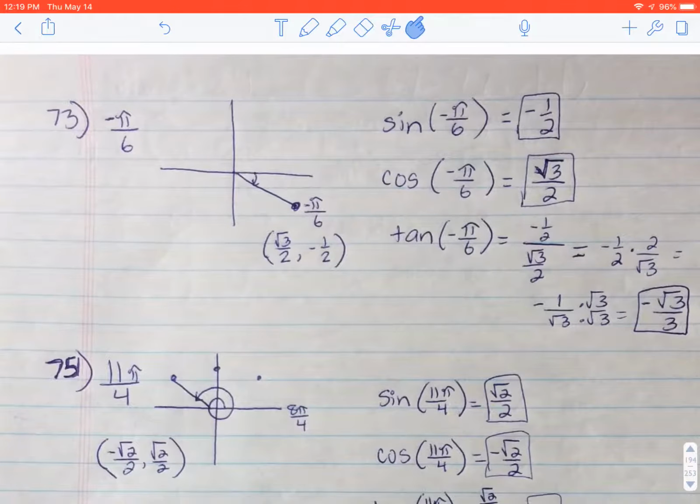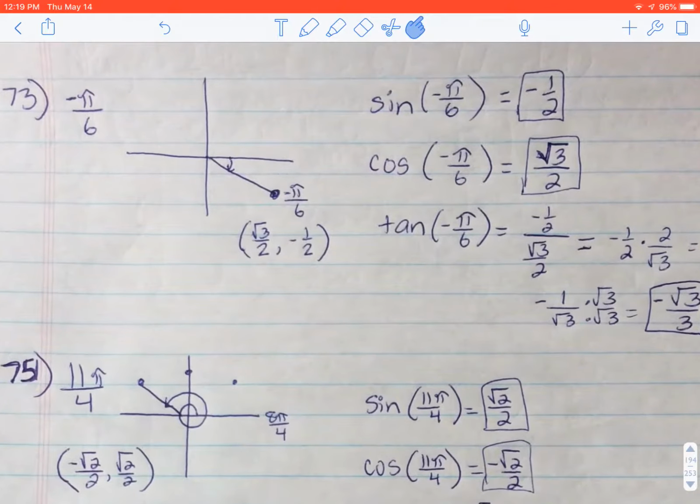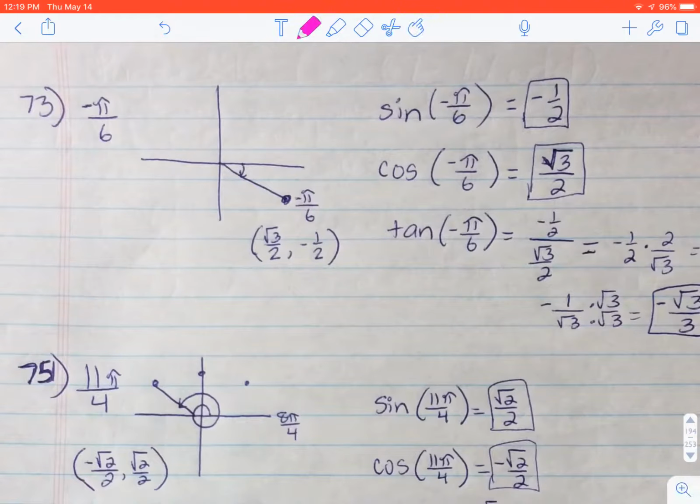Number 73. They gave us negative pi over 6. So again, first looking to see where that is on our unit circle. It's right here. So your ordered pair for that is square root 3 over 2, comma negative 1/2. Your sine of negative pi over 6 is negative 1/2. Your cosine of negative pi over 6 is square root 3 over 2.